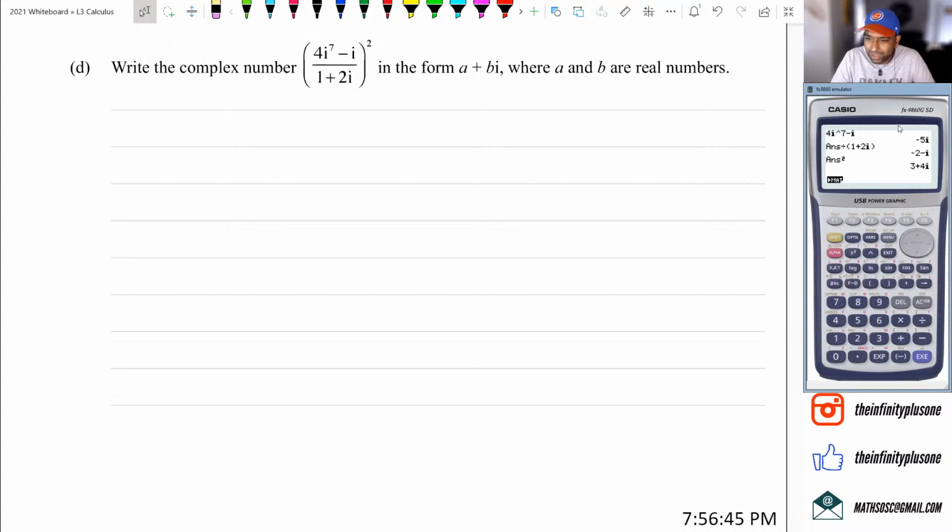Ooh, that's going to be a lot of work, man. Yeah, you definitely got to do a conjugate, but i^7 you can actually get rid of straight away. But yeah, I'll give you guys 3 minutes to go through this, and then I'll actually work it out for you guys and give you some shortcuts along the way as well.